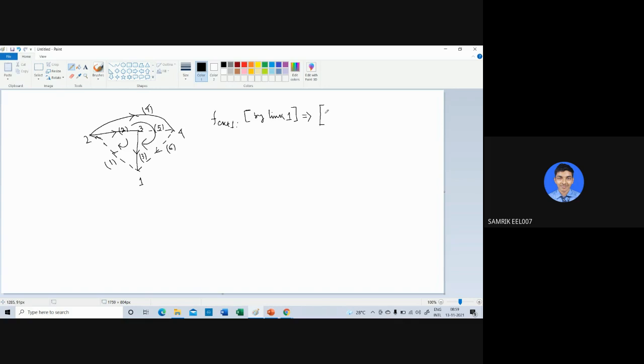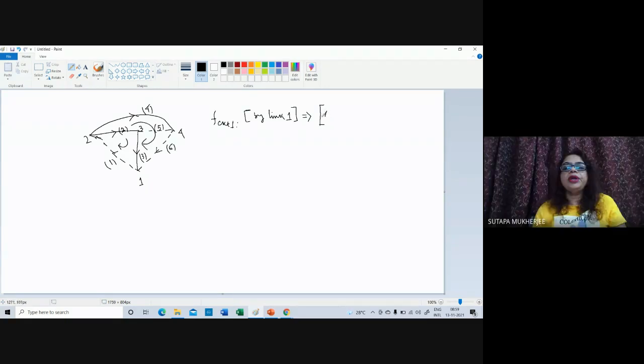Wait. 1, 2, 3. Okay. Now fundamental circuit. 5 arrow is this.